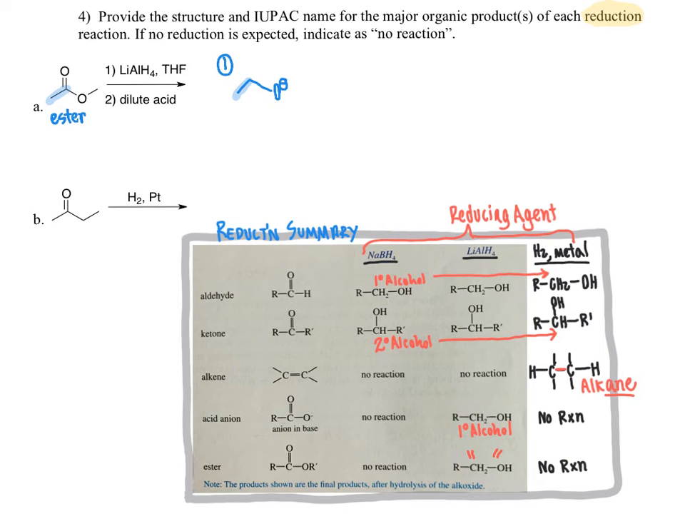And then after we add the dilute acid there at step 2, what's going to happen is the acid is going to come in and protonate that oxygen to give us our alcohol as our final product.